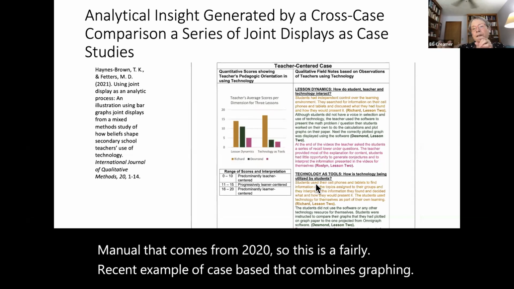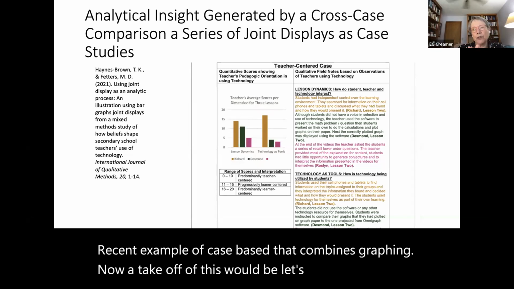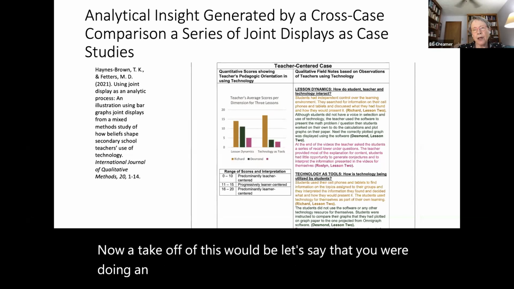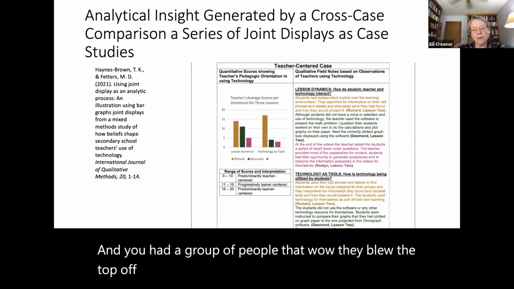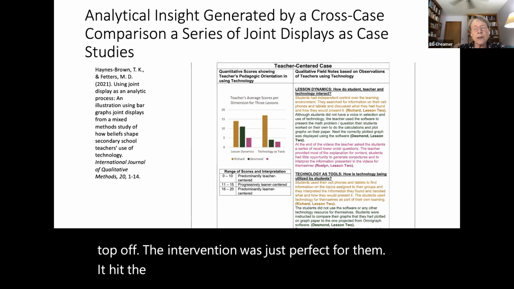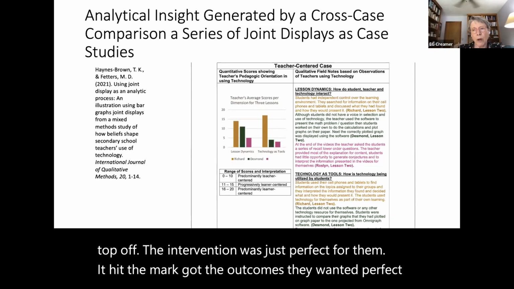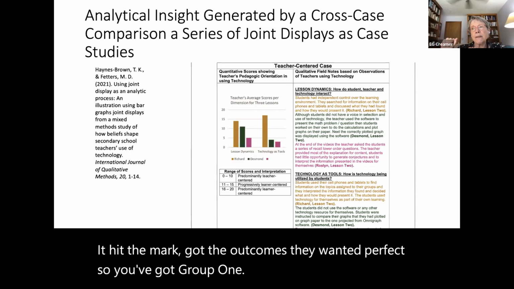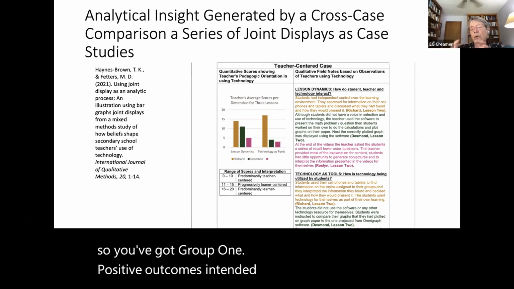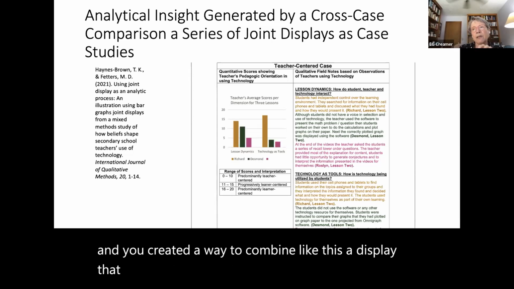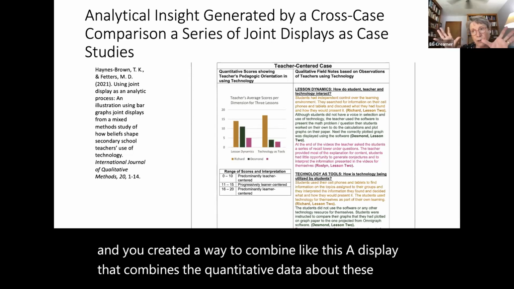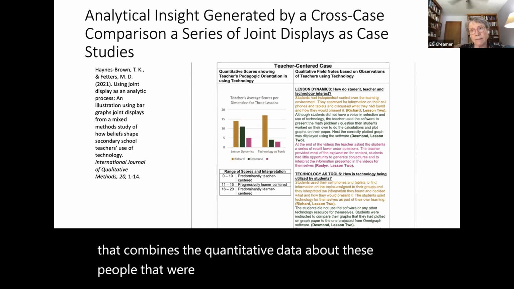Now, a takeoff of this would be, let's say that you were doing an intervention and you had a group of people that, wow, they blew the top off. The intervention was just perfect for them. It hit the mark, got the outcomes they wanted. So you've got group one, positive outcomes, intended outcomes. And you created a display that combines the quantitative data about these people who were successful and the qualitative data.